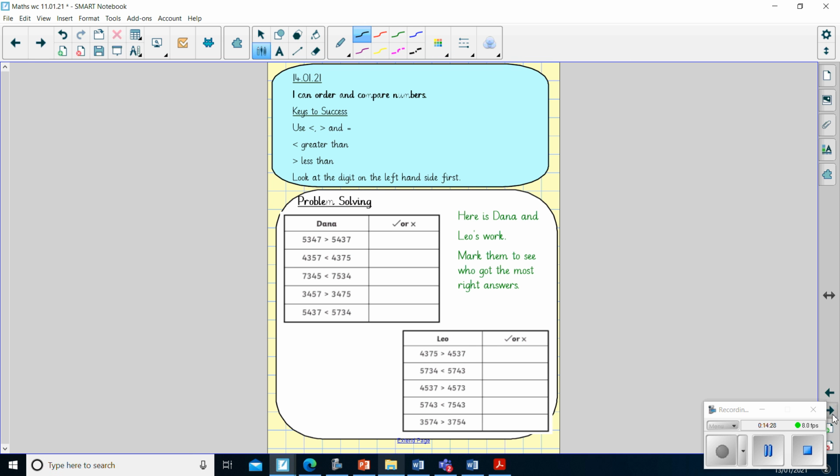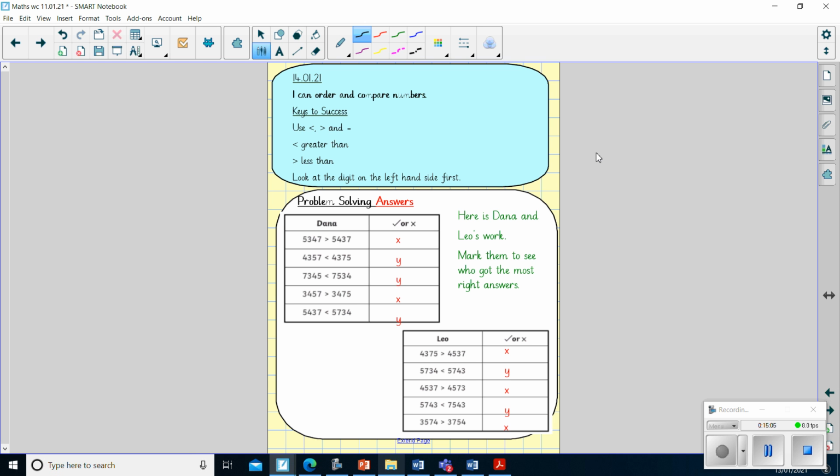Okay, we're on to some problem solving now. And on the screen you can see some work that's been completed by someone called Dana and some work that's been completed by Leo. What I'd like you to do is look at each of their answers and decide if it's right or wrong. Have they got the answer correct? And then you'll decide who's got the most correct answers, whether Dana's done the best or Leo has. So pause the video and decide which ones are right and which ones are wrong, and then come back to me for the answers.